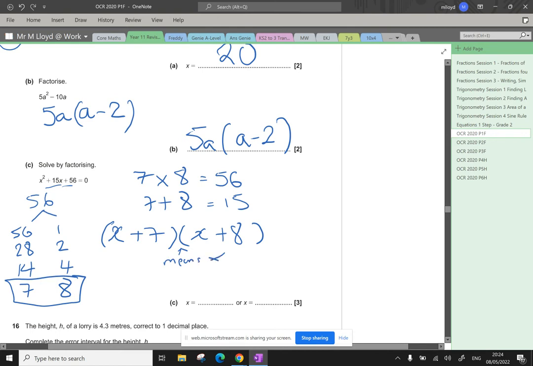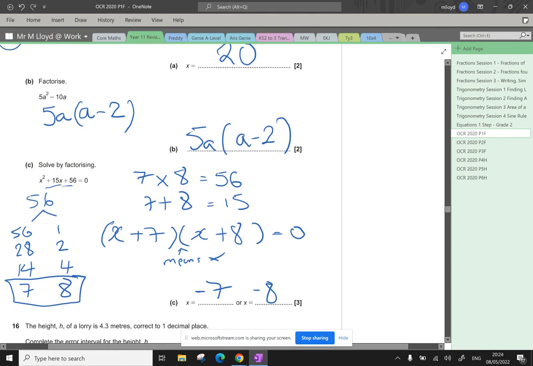Now, in order to solve this, because this is still equal to 0, we need to have one of these numbers equal to 0. So the very simple trick is to just write the numbers and change the sign. So we've got positive 7, positive 8. So our answers are negative 7, negative 8.